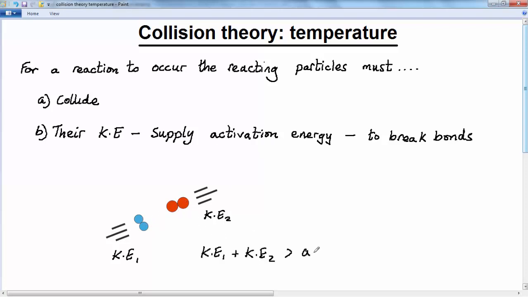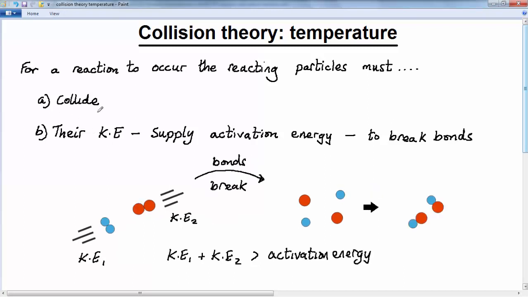And so if the kinetic energy is greater than the activation energy, when they collide, the bonds will break, and the individual particles will then be able to combine with each other to form the products of the reaction. So first of all, the particles have got to collide. Secondly, they've got to have enough kinetic energy to break the bonds. That's to say, the kinetic energy of the individual particles has got to overcome the activation energy required for that reaction to take place. And if that happens, then a reaction will occur.